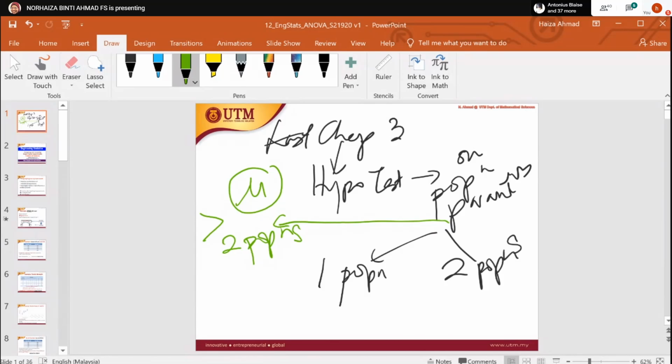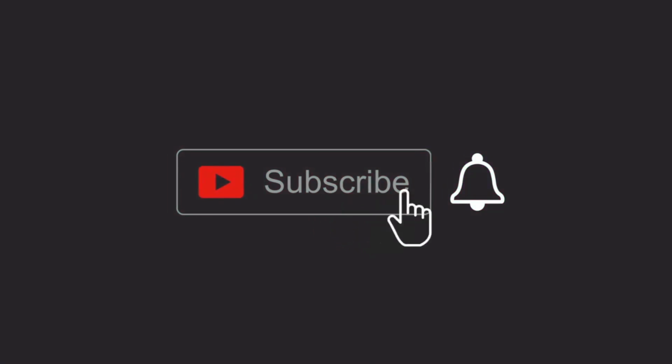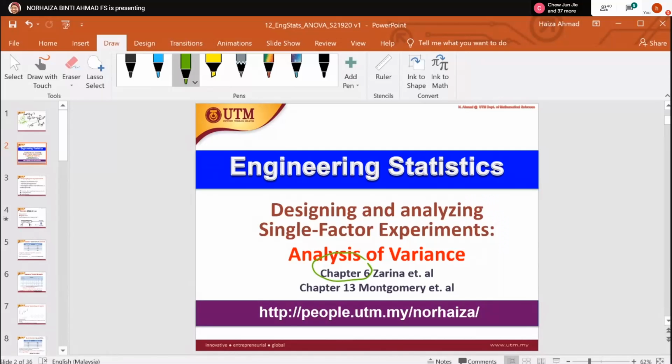Okay, so let's start. This chapter is chapter 6 from your textbook. It's under analysis of variance, otherwise known as ANOVA. Another word for it is ANOVA.